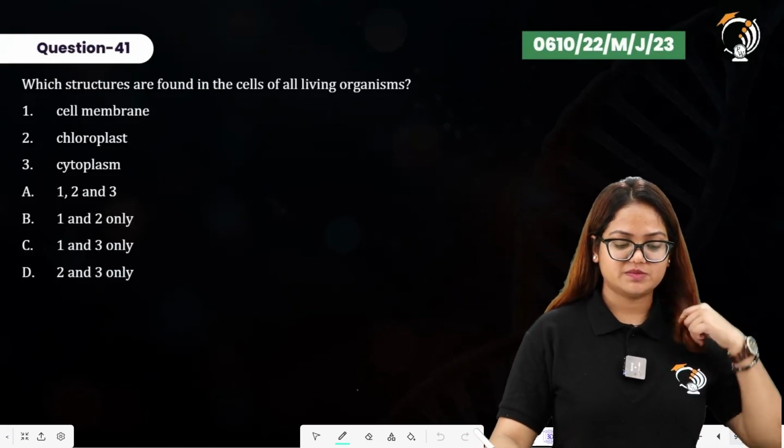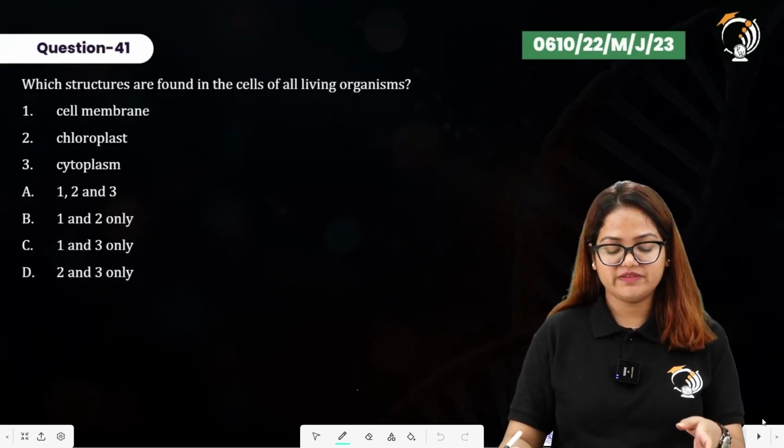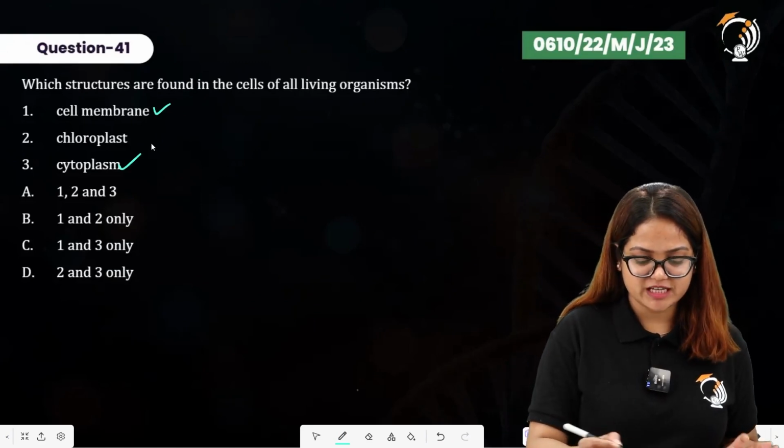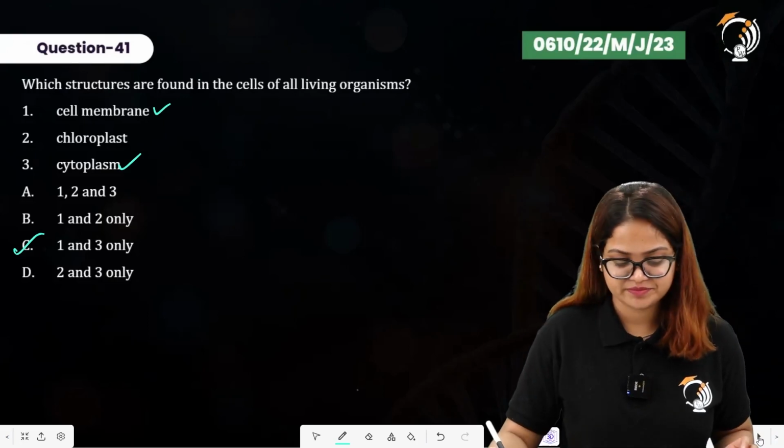Question number 41 says which structures are found in cells of all living organisms. So we have already solved this kind of question. Cell membrane will be there, cytoplasm will be there. 1 and 3 is the right answer.